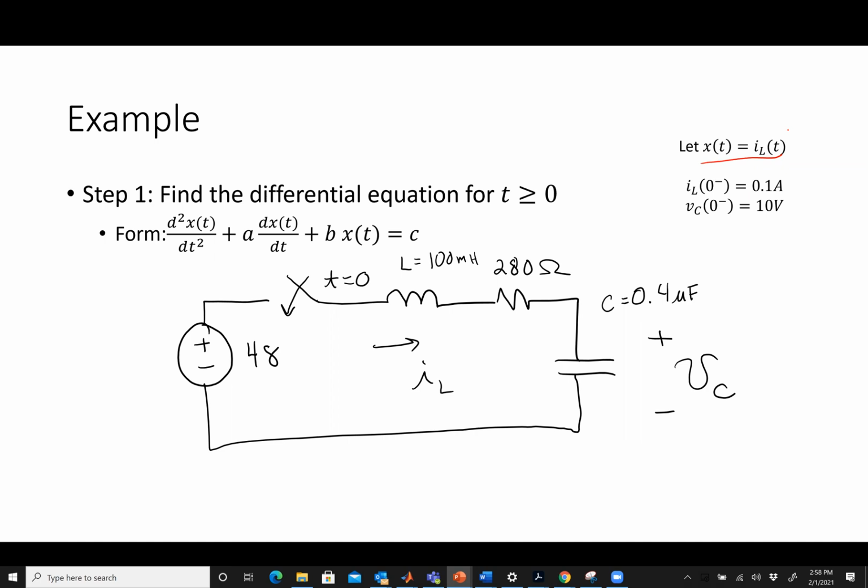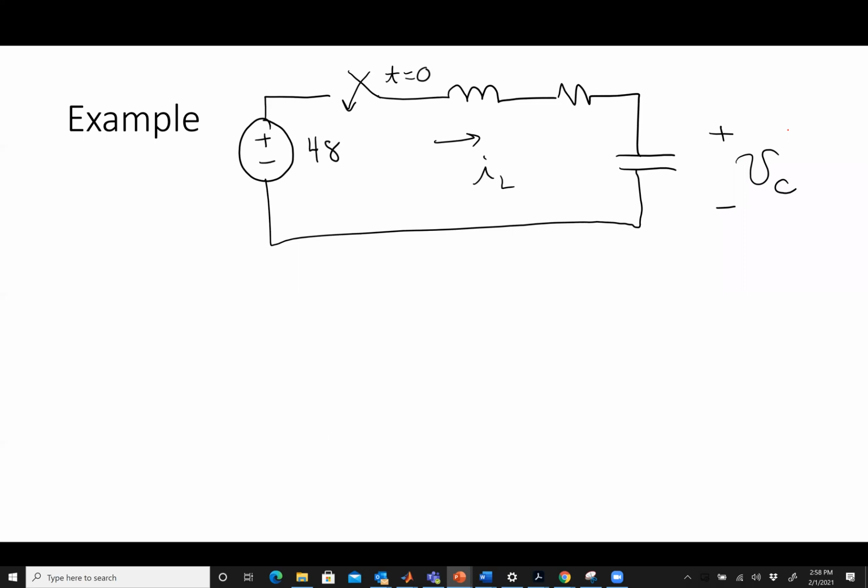How would I start this problem? Do a KVL equation to get your second order differential equation. Do a KVL to get my second order differential equation. All right, so let's try that. I'm going to write this out symbolically: L, R, and C. Now I'm going to do my KVL. Once the switch closes at t equal to 0, there's going to be a short there.